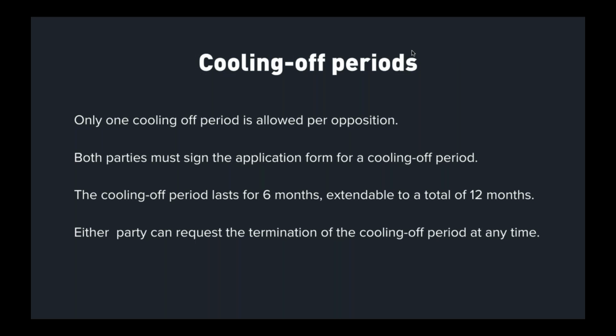As mentioned earlier, parties may consider applying for a cooling off period to freeze the opposition proceedings if they are in negotiations. Either party can apply for a cooling off period at any time after the Statement of Grounds and Particulars has been processed as adequate, but before the opposition is decided. Both parties must sign the application form for a cooling off period, and there is no fee for filing an application for the cooling off.